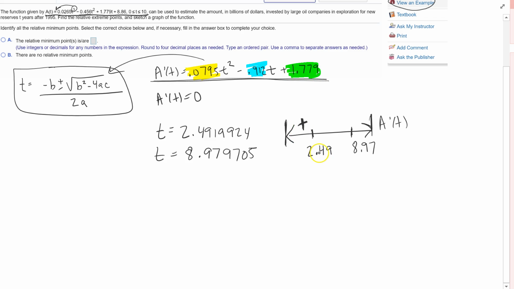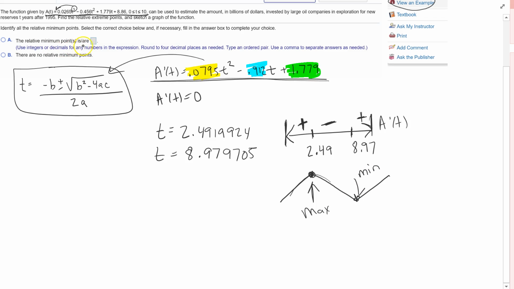If I plug in a number between 2.49 and 8.97, it turns out the number is going to be negative. And then on the other side of 8.97, it's positive. So my graph of my function is increasing on this interval, decreasing on this interval, and increasing on this interval. So it should look something like this in the graph section. This would be a maximum, and this is going to be a minimum.